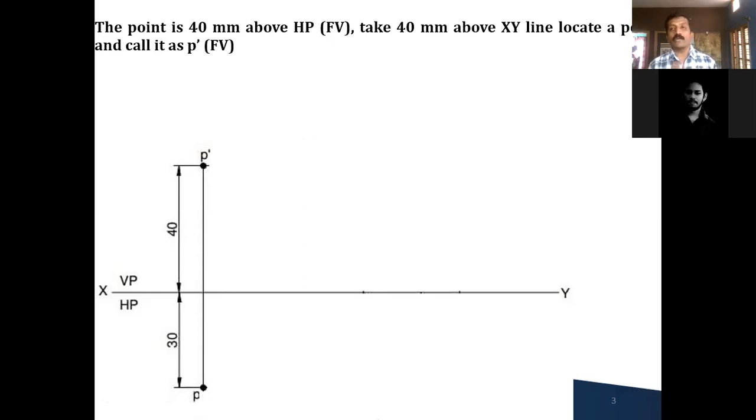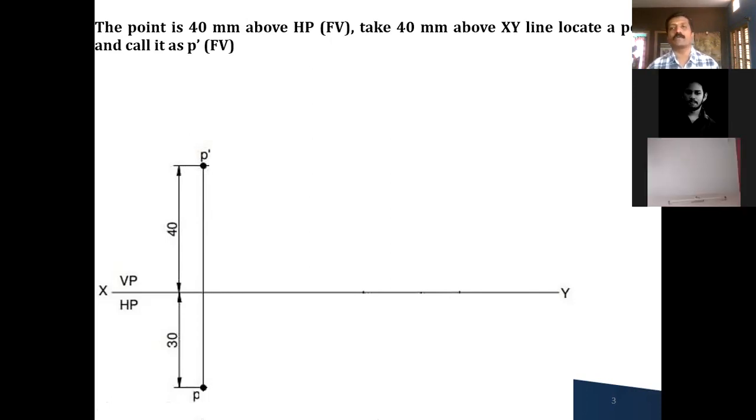Always the front view and top view should come in the same vertical alignment. I cannot draw a p here and p dash somewhere else. I should not disturb the position of the object, whether you are looking from the top view, front view or side view. Okay, so you are able to complete the front view like this.